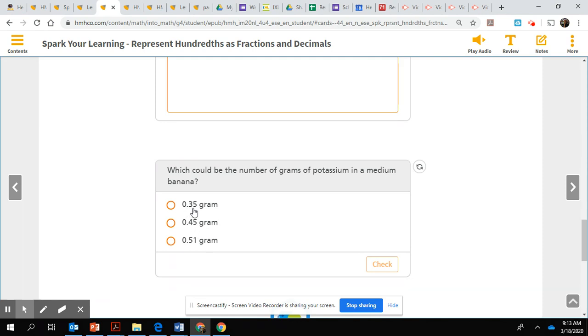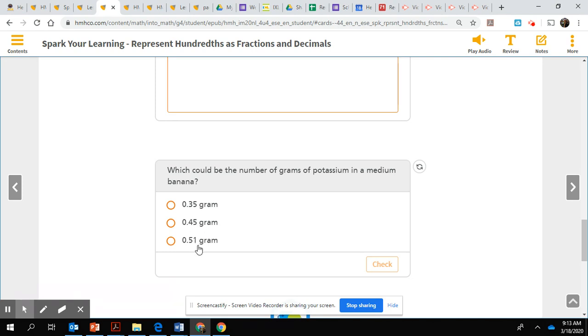They said 35 hundredths. So in my mind, I have to think, does 35 hundredths fall between 40 and 50 hundredths? That would be an absolute no. Okay, could it be 45 hundredths gram? Well, I ask myself, does 45 hundredths gram fall between 40 hundredths and 50 hundredths? Yes, it does. So I definitely know that this one could be an option.